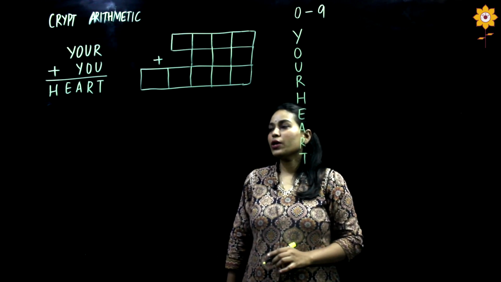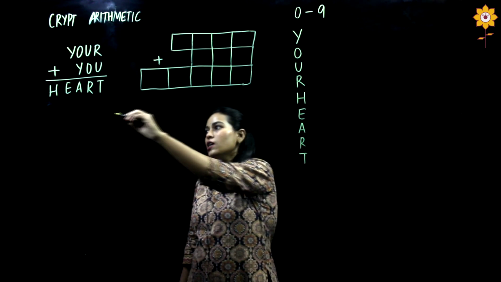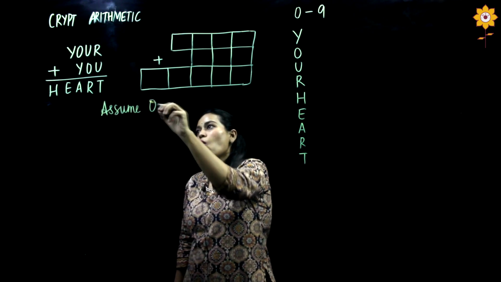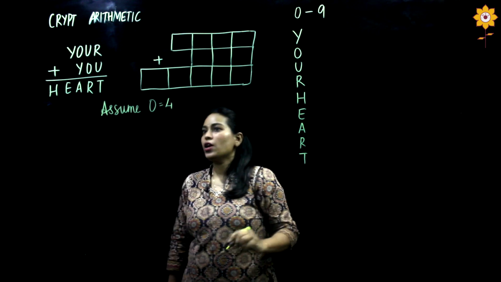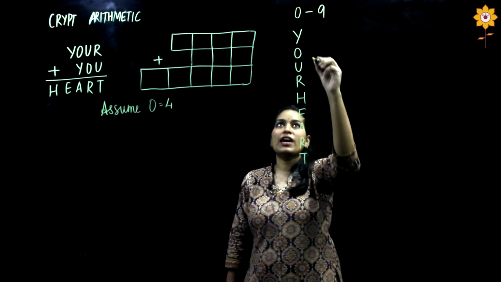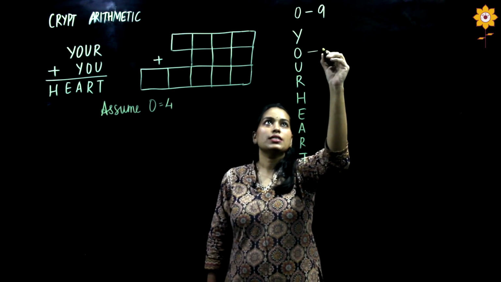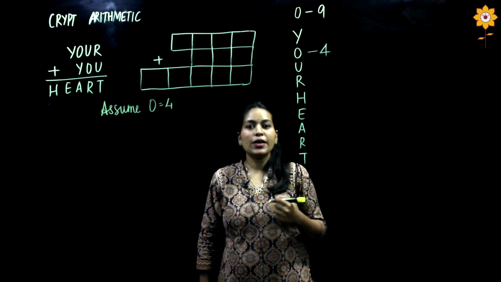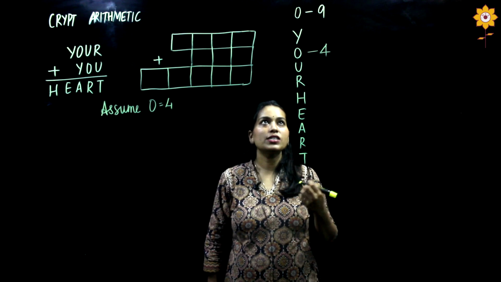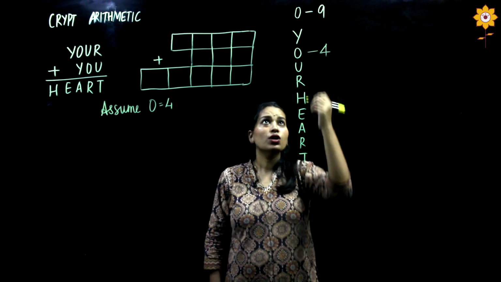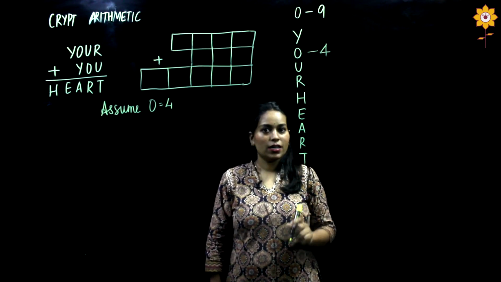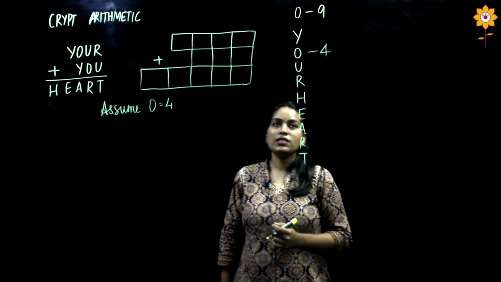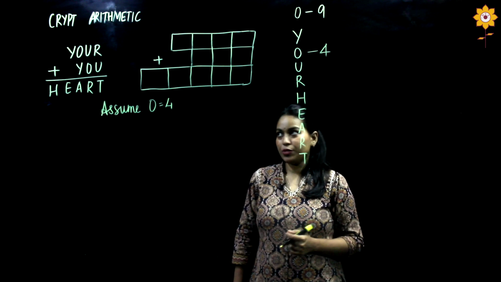Okay. So now here in this particular numerical, they have already given to us that we have to assume O is equal to 4. So since we already have the value of O given to us as 4, let's write it over here. This means that we cannot allot 4 as the value to any other alphabets now, right? So now let's try to solve and find the values of all of the other variables.